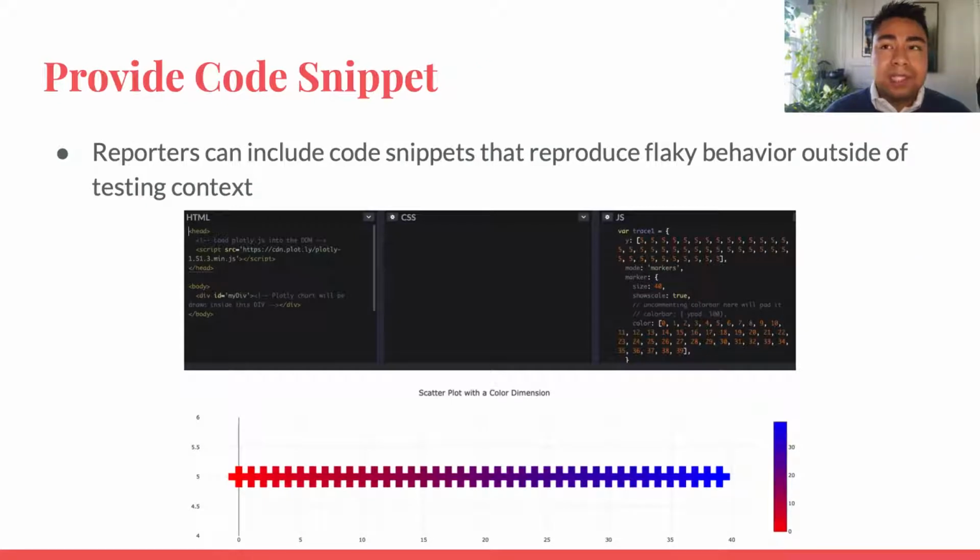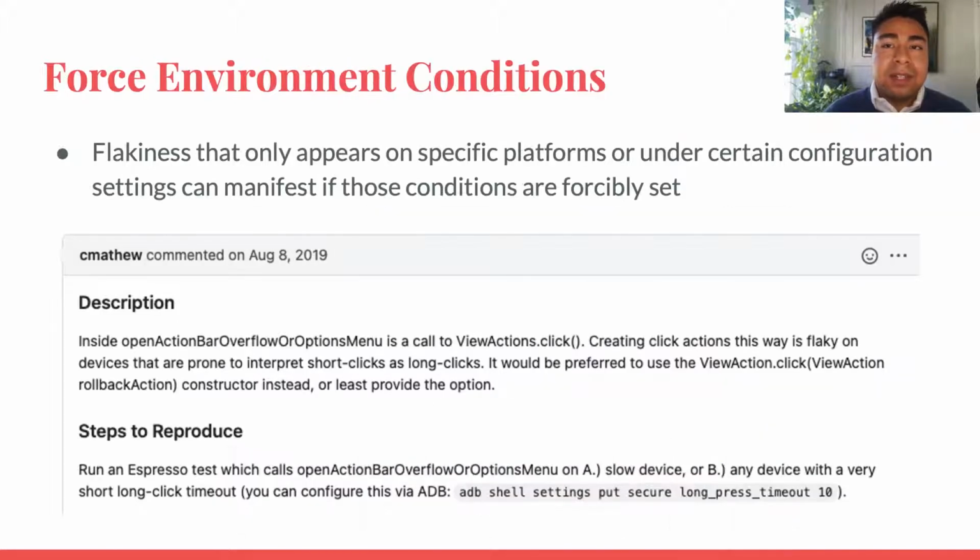Other samples provide code snippets that manifest the same flaky behavior outside of the test suite. Finally, reporters can provide the configuration options that can reliably manifest the flaky behavior. In the example below, the user needs to force the Android device to act slowly.